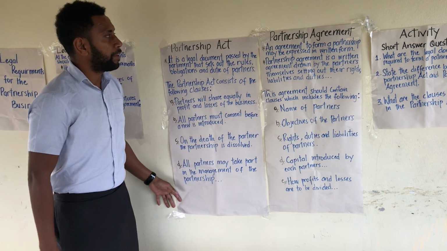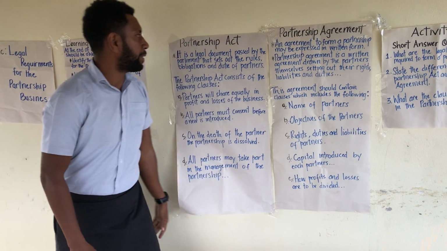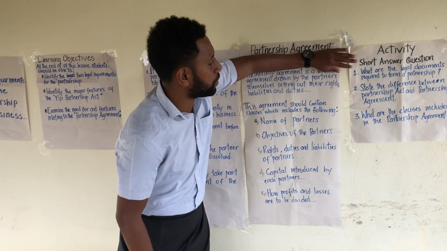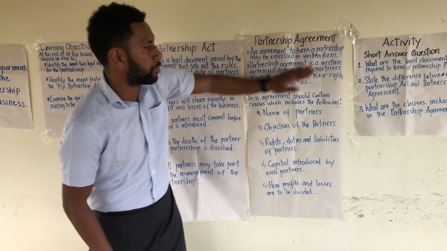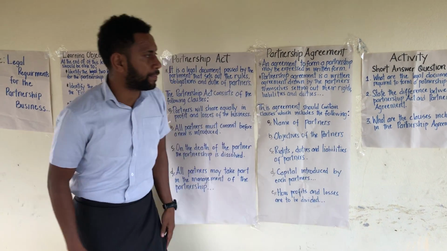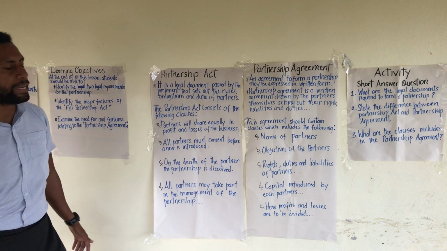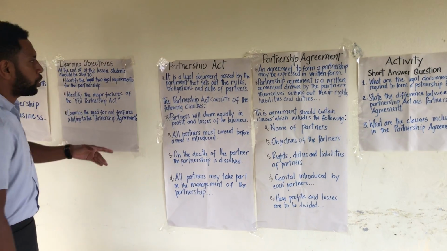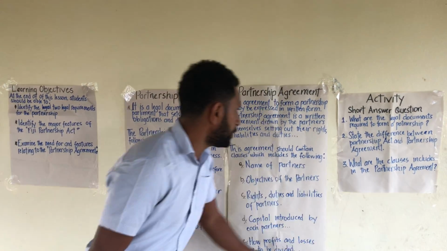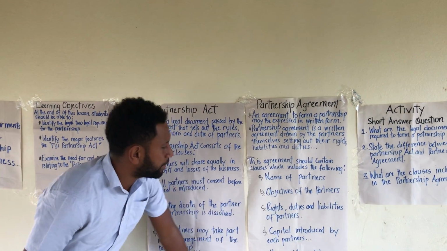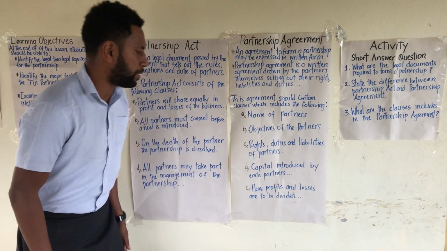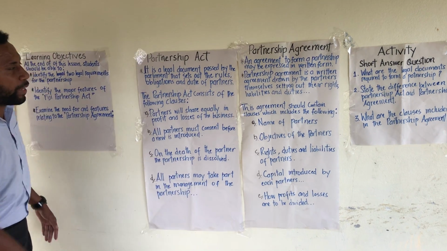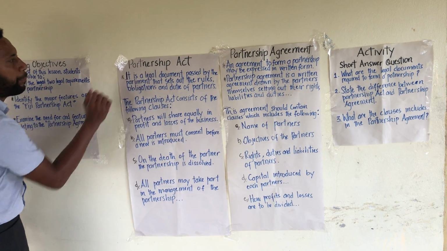Make sure you know that a good example of Partnership Agreement and Partnership Act is the school rules and the classroom rules. Any questions on question number 2? No? Very good. The last question says, what are the clauses included in the Partnership Agreement? Group number 3, answer? Correct, very good. The clauses included in the Partnership Agreement are all here: the names of the partners, the objectives, the rights, duties and liabilities, and so on. So when it comes to the exam and it says clauses, this is what is included in the Partnership Agreement.